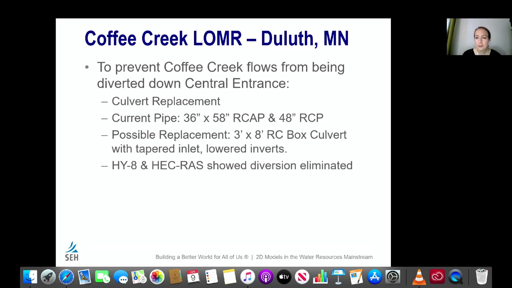So then the DOT said, well, we'll hand off the SRH 2D model to you, and you can use it to analyze some proposed conditions. We actually used just HY8 to size the culverts. So we did it such that the headwater elevation for the culvert would be lower than the road overtopping elevation.